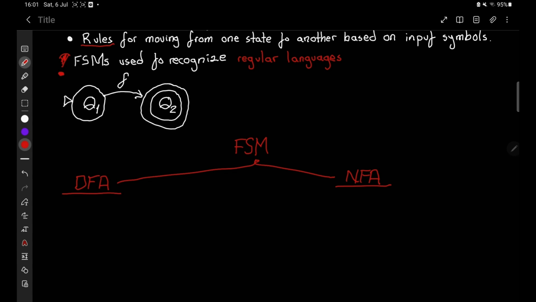DFA is a finite state machine where each state has exactly one transition for each possible input symbol. Let's write it. Has exactly one transition for each possible input.